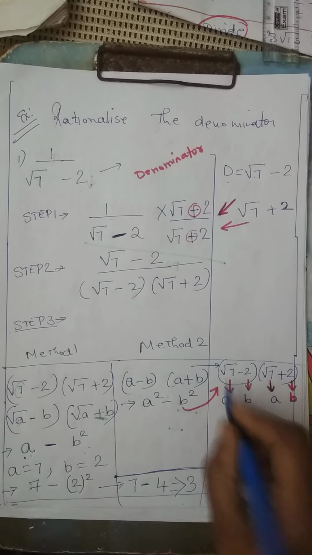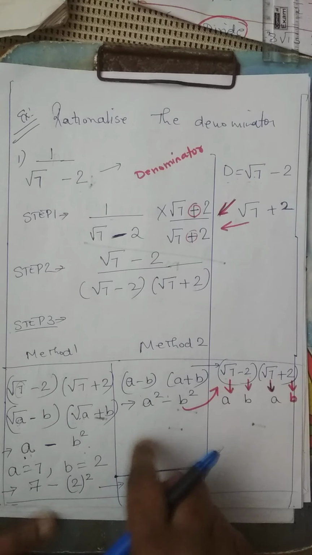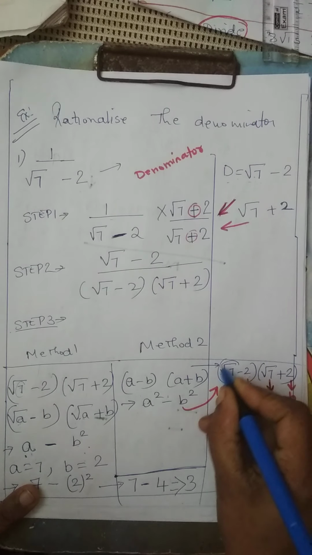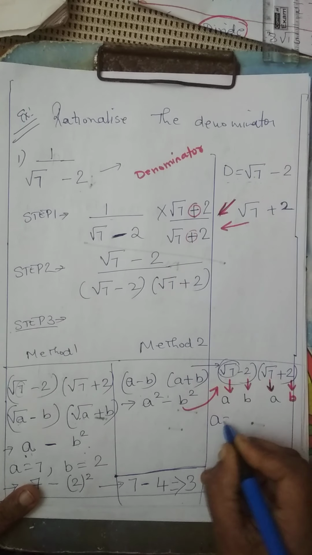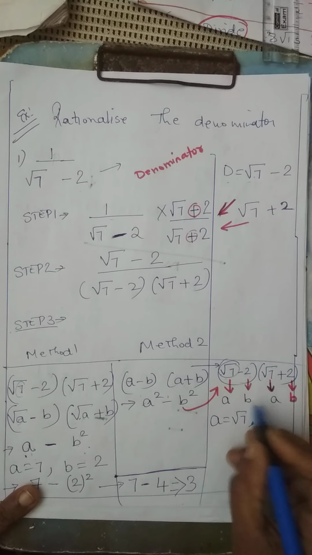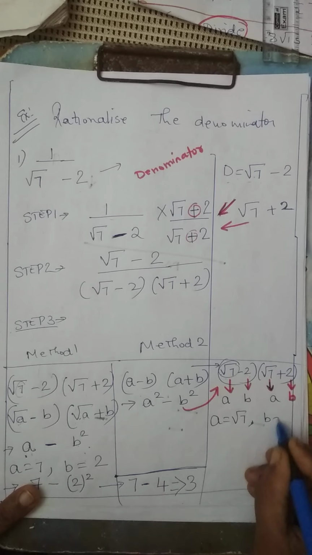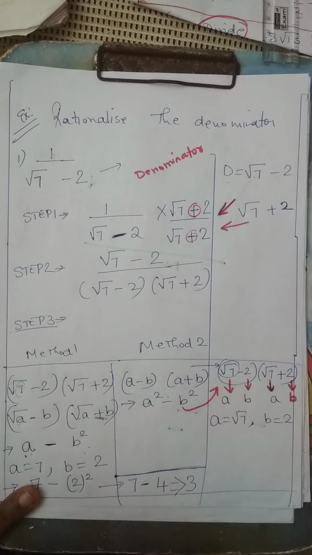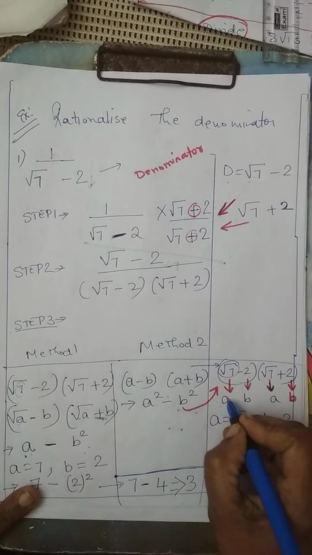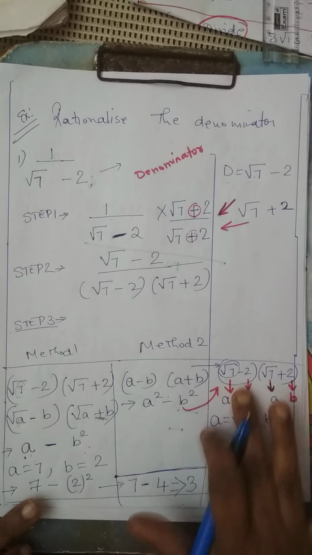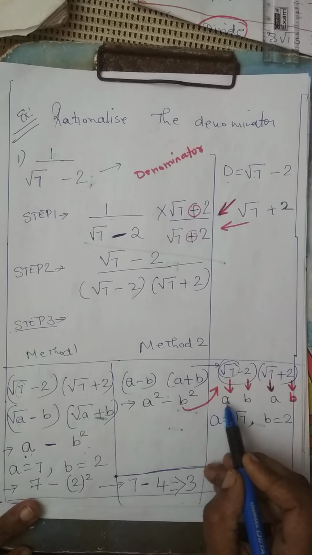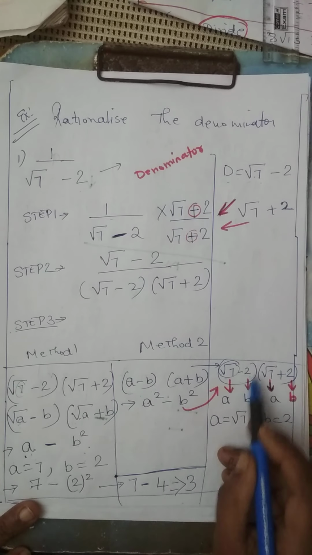So, when you are using this identity, the full thing is taken as A. So, A is root 7. The full thing is taken as B. Just by heart. This full thing is A now. We are doing this identity. When you are doing this identity, the A will be this full thing.